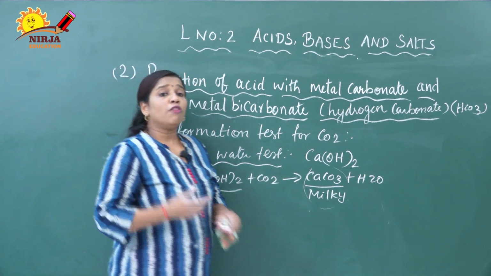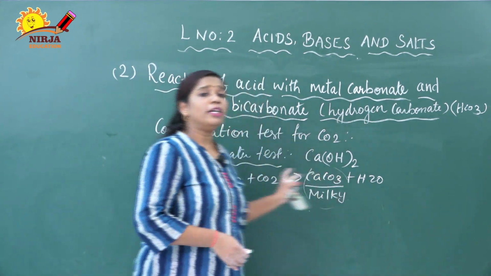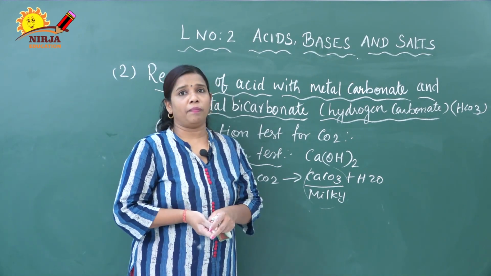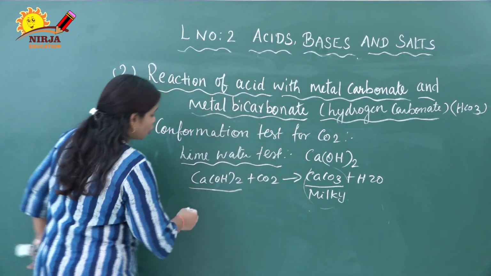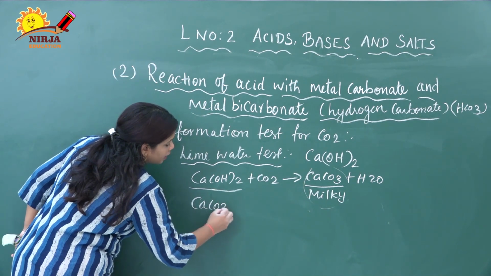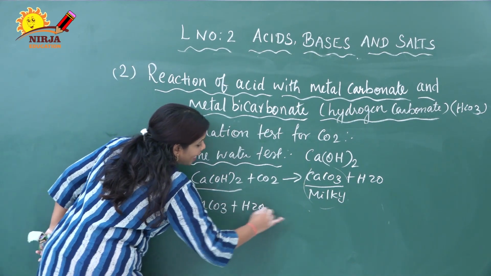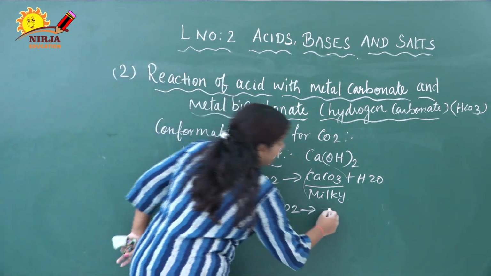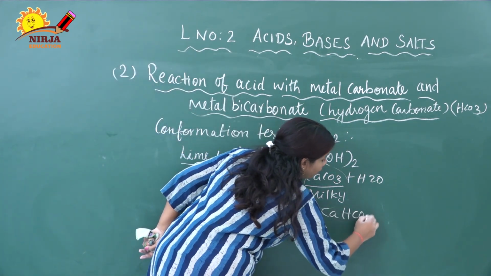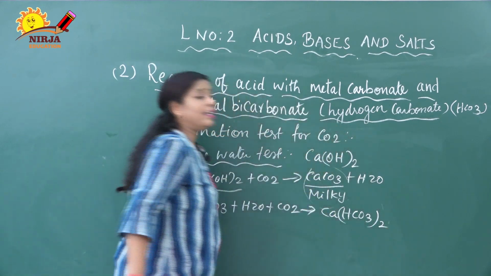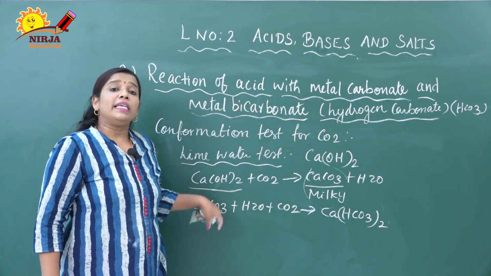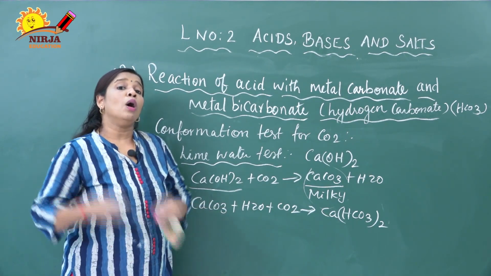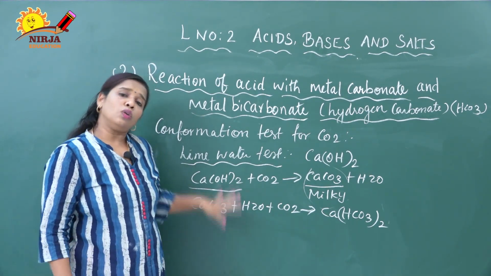Suppose we pass an excess amount of carbon dioxide into lime water, then slowly and steadily the milkiness will disappear. Why? Because the CaCO3 is already there in water, and as you continuously add carbon dioxide, it is converted into calcium bicarbonate. So immediately what will happen? The milkiness will disappear after some time, when we allow more carbon dioxide into the lime water.